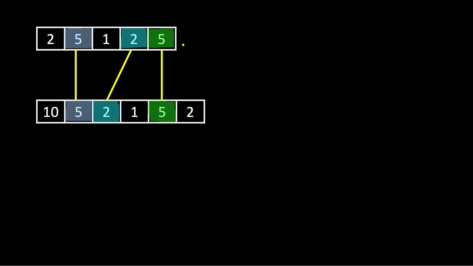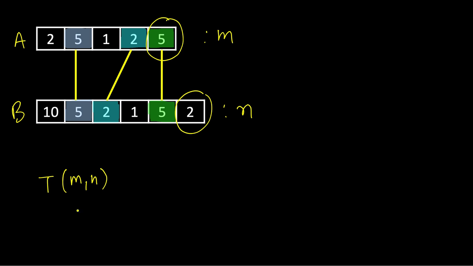So we can break the problem like this: this is A, this is B, and let's say A's size is M and B's size is N. So what can be the scenarios? The last number can be the same or different. We are trying to find T of M, N, that is, on the entire length of A and B. So if A of M is equal to B of N, that is, their last numbers are the same, then safely we can add them.